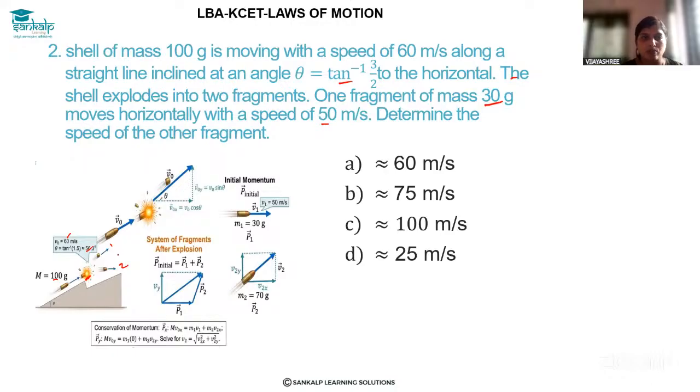One fragment of mass 30 gram moves horizontally with the speed of 50 meter per second. Determine the speed of the other fragment.